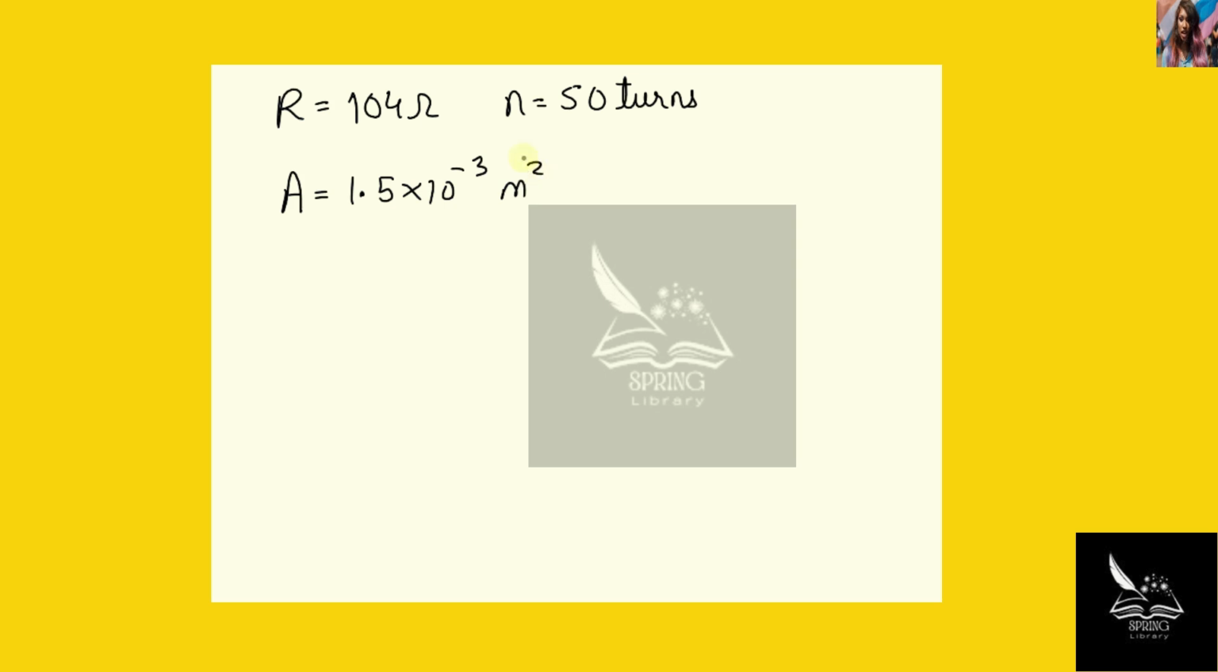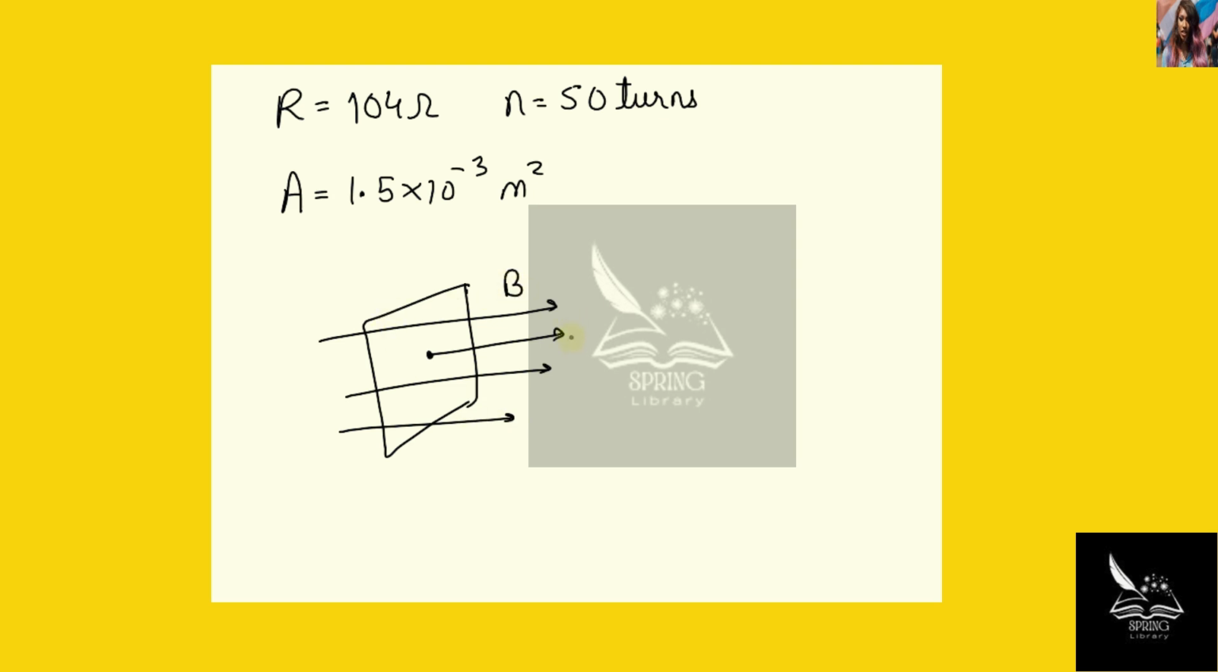The coil is placed in a magnetic field parallel to the normal of the coil. So the coil is initially placed in this way. If this is the coil, then the area vector of this coil and the magnetic field are parallel to each other. So this is B and this is N cap.